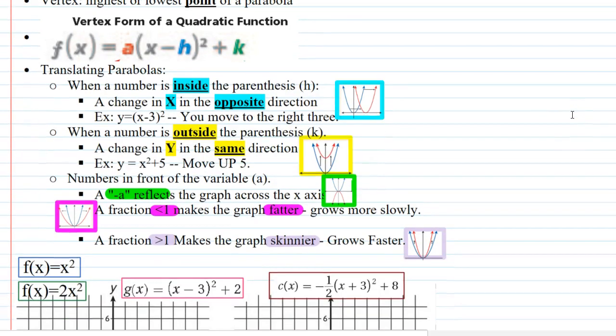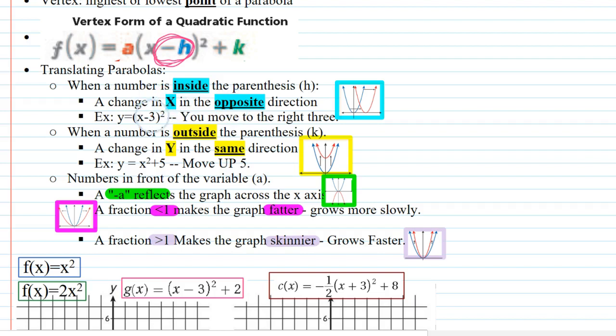Now, how to translate these parabolas. This information is going to be true of almost all of our graphs, so it's very important that you understand it, learn it, and commit it to memory. Inside versus outside. When you have a number inside, so we're talking about this minus h right there, then you're always going to go in the opposite direction in the x value.